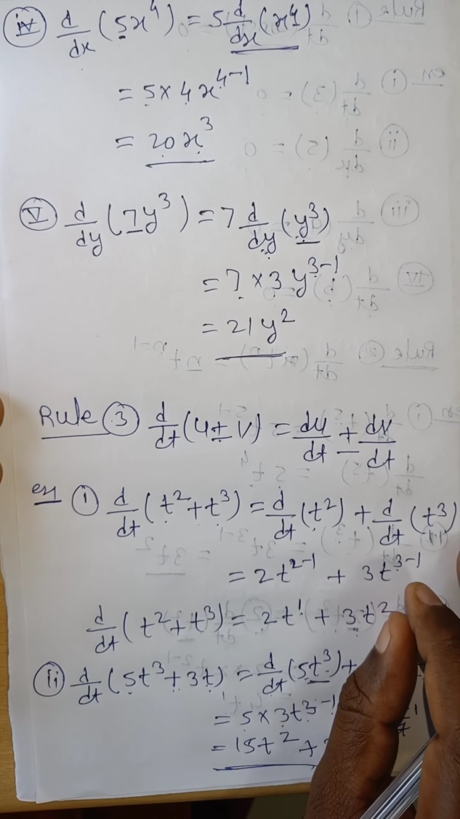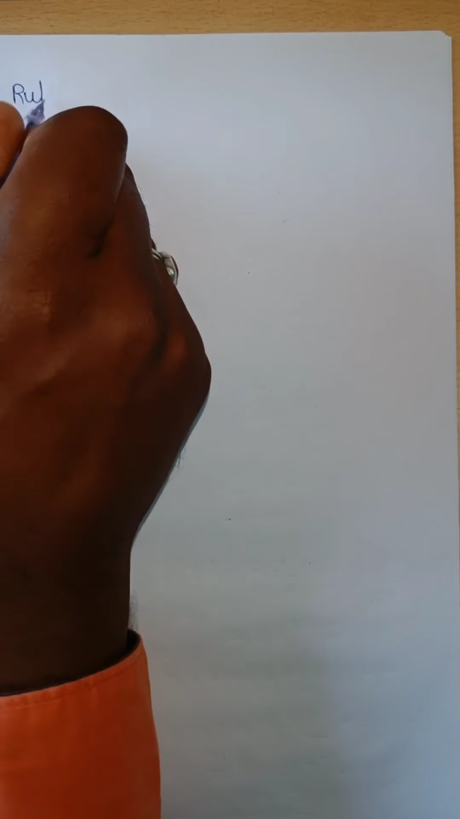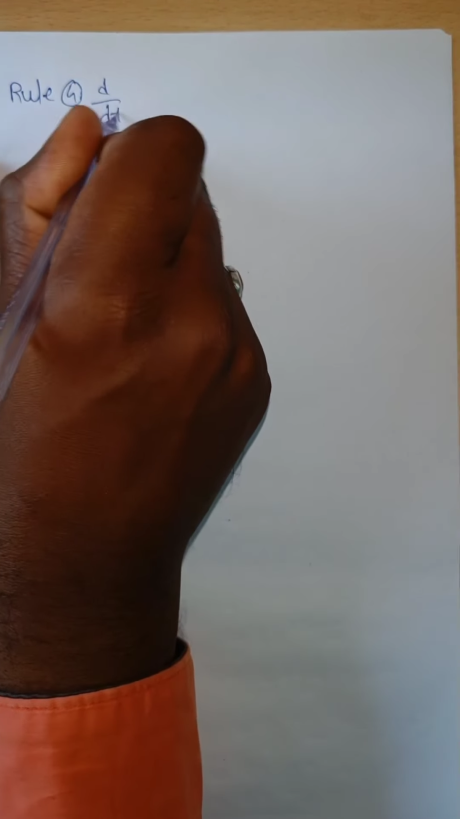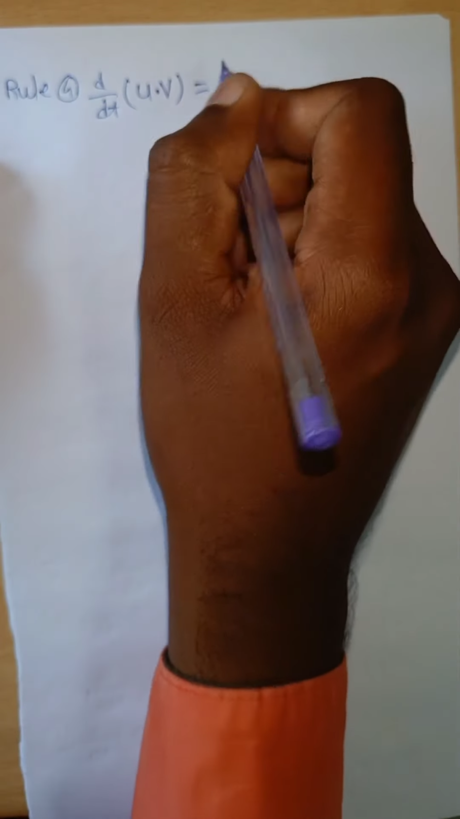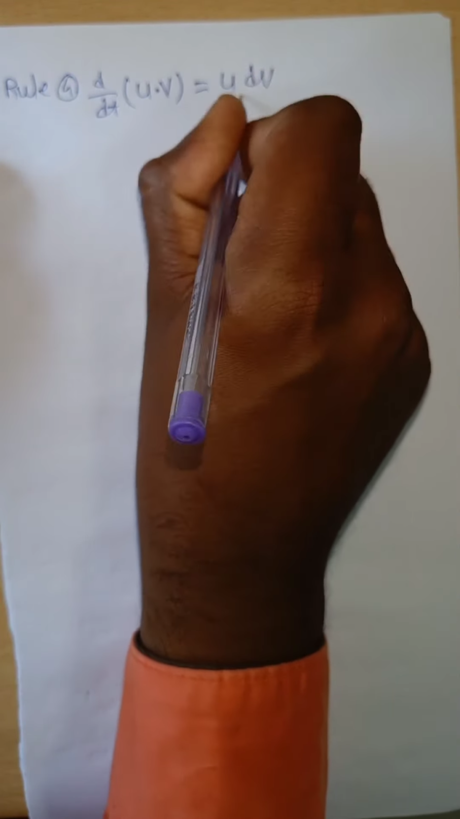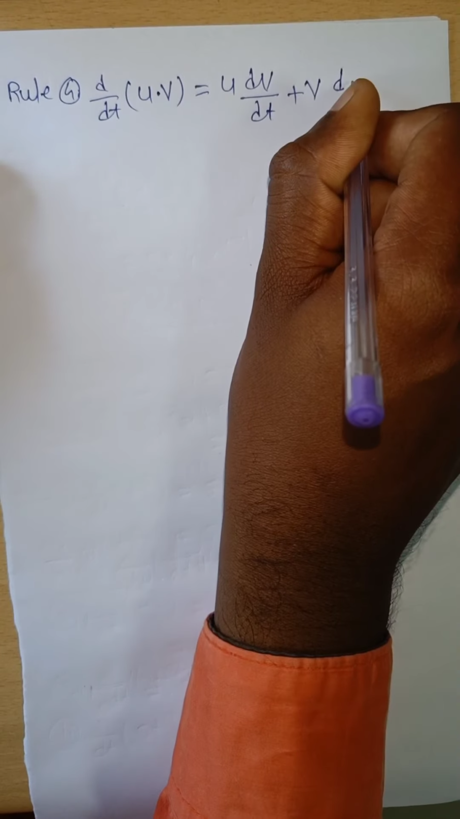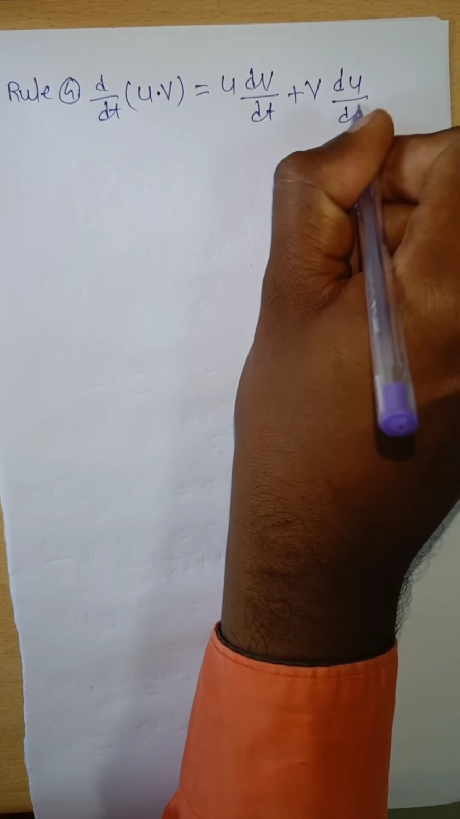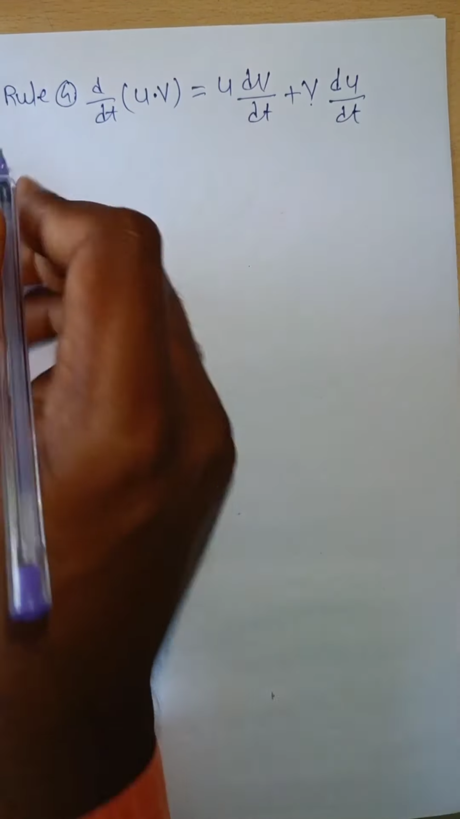Now we have to apply rule number 4. What is the rule? d by dt of u into v is equal to u into dv by dt plus v into du by dt. That is, first function into differentiation of second plus second function into differentiation of first.